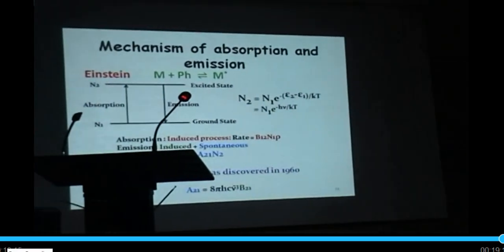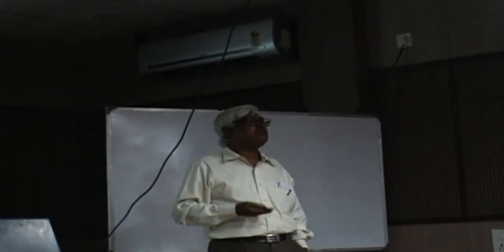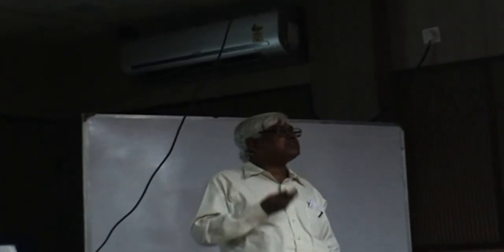So light pushes the molecule up to the excited state, and from the excited state it can come back to the ground state. At that time, it was assumed that a molecule in the excited state will automatically come to the ground state. This is a spontaneous process. So the emission process was considered as spontaneous. But Einstein added another mechanism for the emission process. He assumed, besides spontaneous emission, an induced emission process.